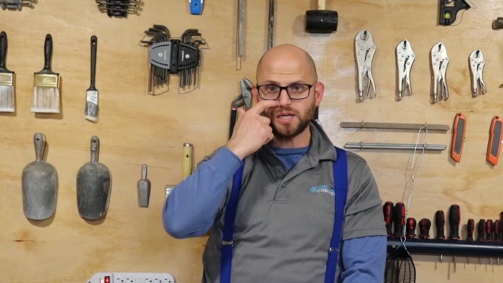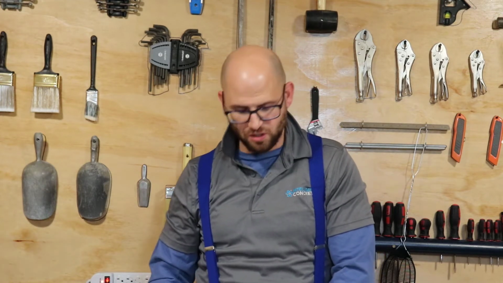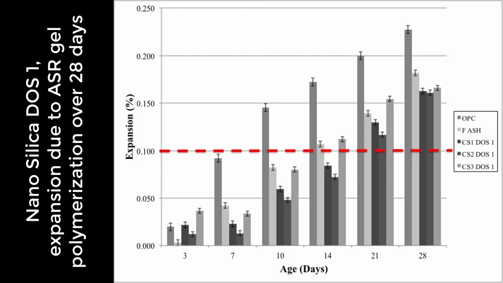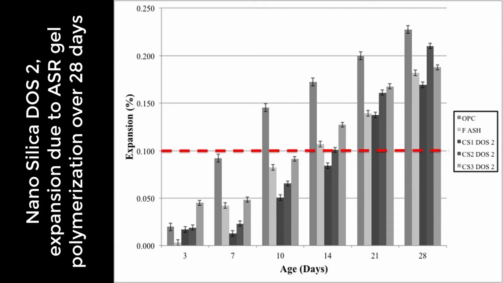So dose 1 for the small, medium, and large size particles, which was CS1, 2, and 3. CS1 was a 3 to 5 nanometer, CS2 was a 15 to 17, and CS3 was a 45 to 47 nanometer particle. And what you can see through the different charts is that the smaller particle at lower dosages was really great at reducing expansion at the earlier ages.